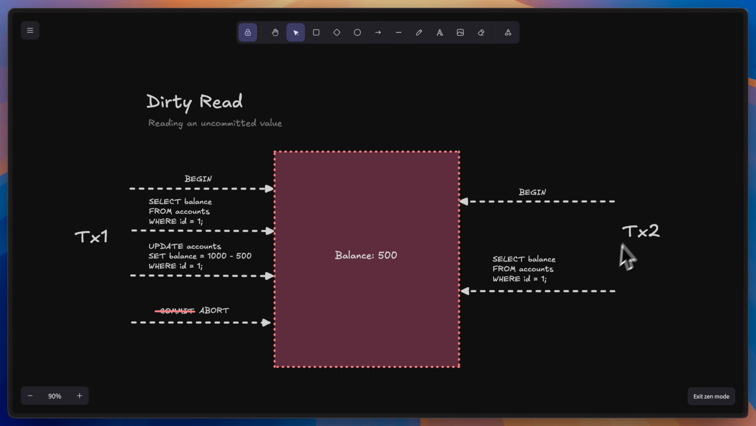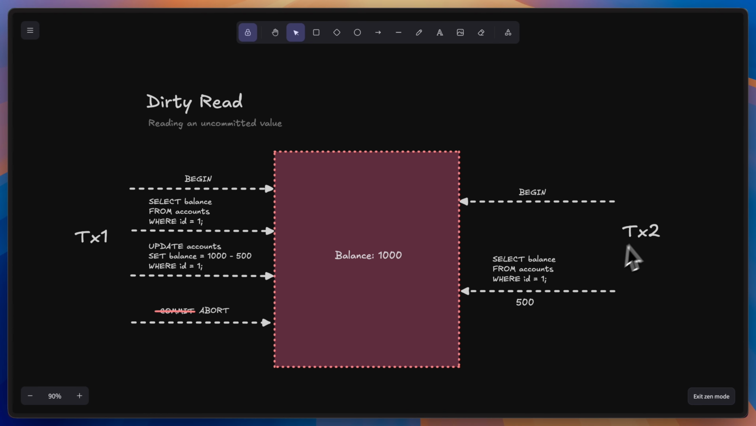Now TX2 will also try to read the balance, and it gets the answer as 500. Let's continue. Over here, TX1, instead of committing, got aborted due to some reason. Something failed, and because of that transaction 1 got aborted. In that case, we have to roll back. If you have seen my previous video, then you might know that if a transaction fails before commit, we roll back all the changes. So this bank balance will go back to 1,000.